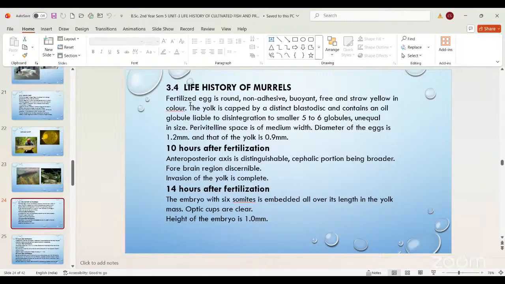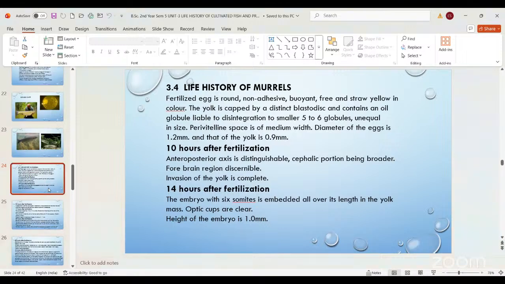10 hours after fertilization, anteroposterior axis is distinguishable, cephalic portion being broader, forebrain region discernible, invasion of the yolk is complete. 14 hours after fertilization, the embryo with 6 somites is embedded all over its length in the yolk mass. Optic cups are clear. Height of the embryo is 1 mm.